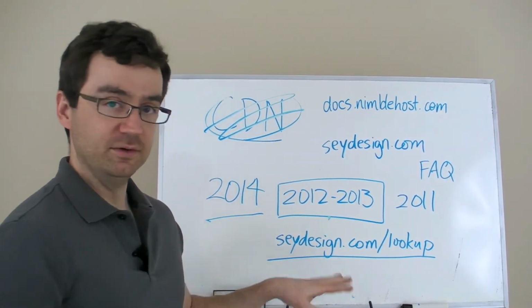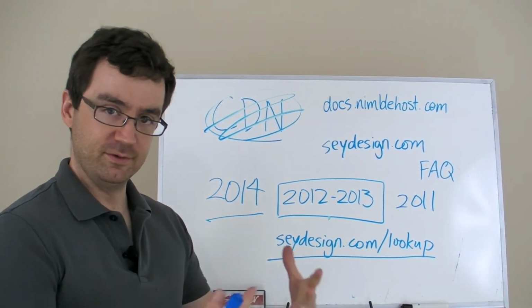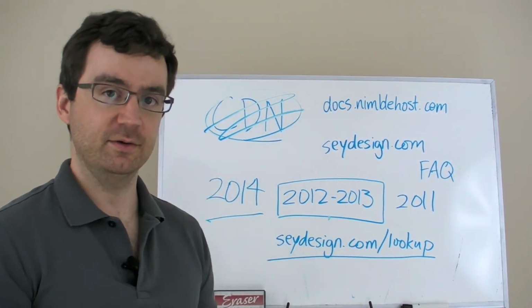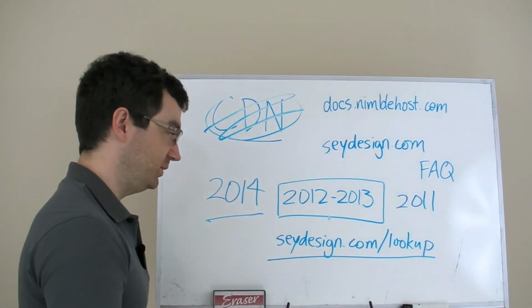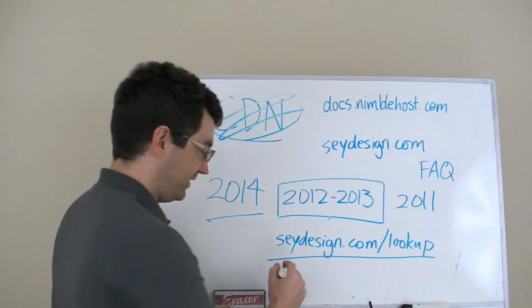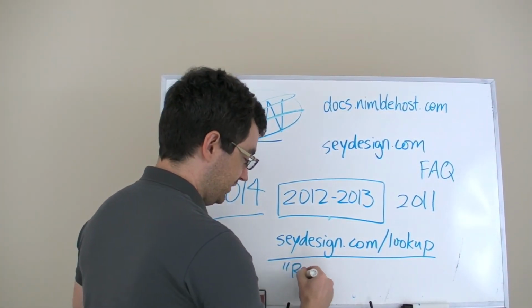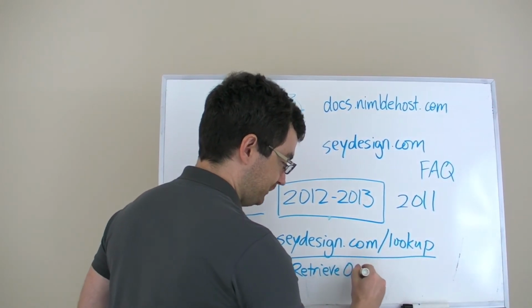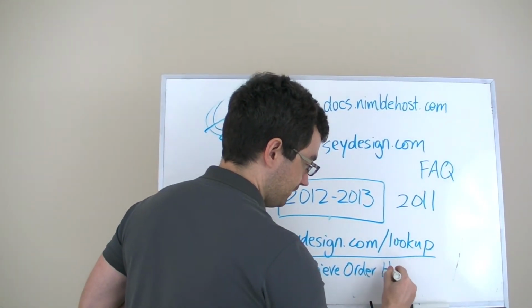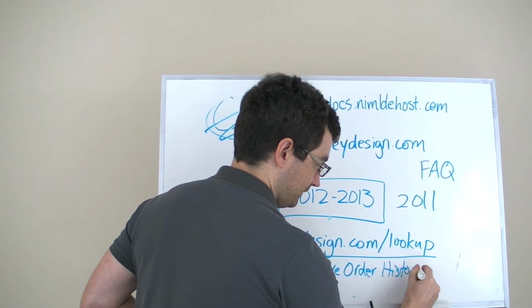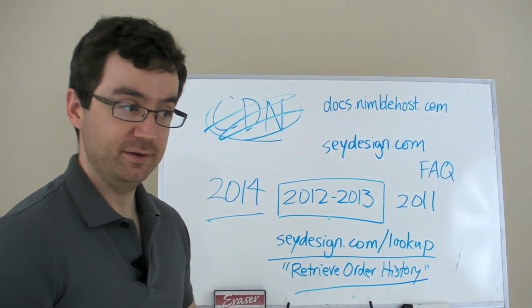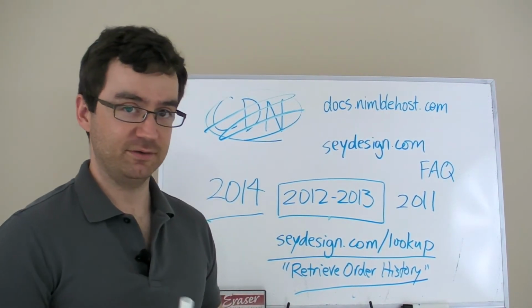So you'll notice on that page that the first form, the first section, asks for an invoice number. And a lot of times you may not know the invoice number, but that's not a problem because on that page there's a tab that says Retrieve Order History. If you click on that tab, the only thing it asks you for is an email address.